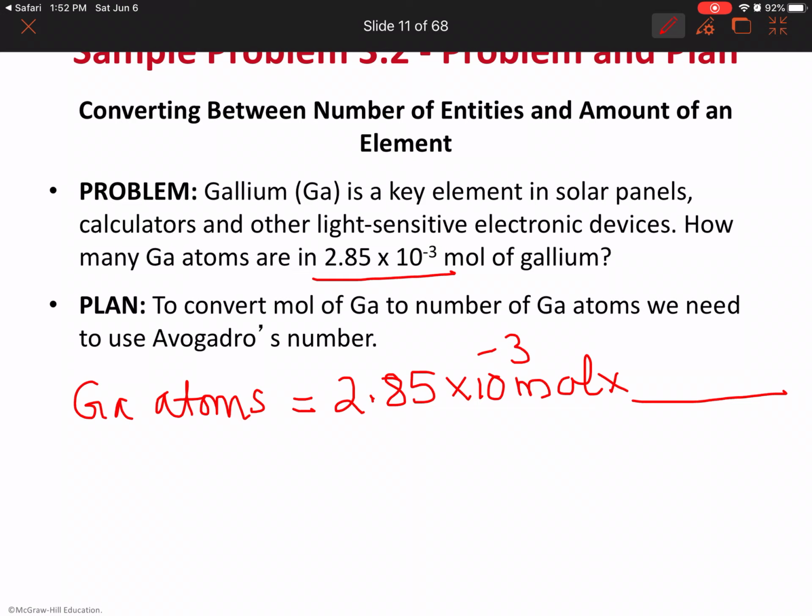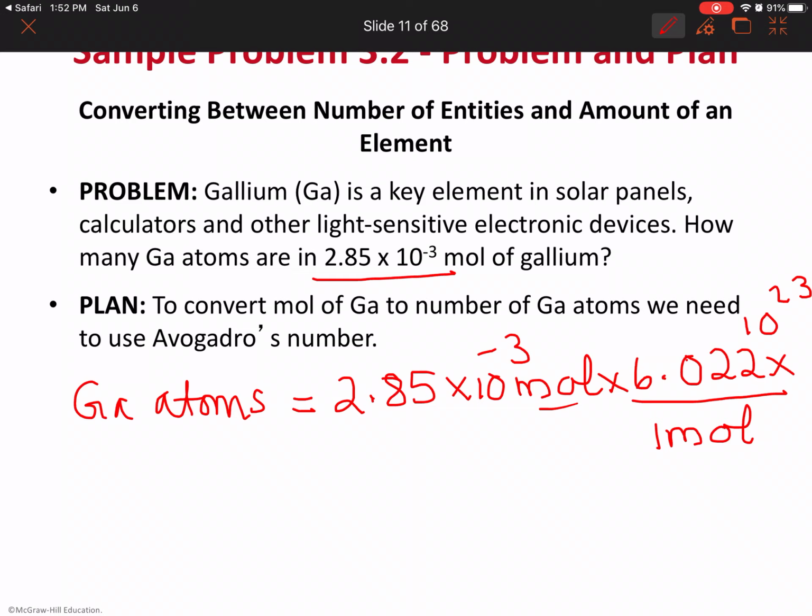How do we relate moles to atoms? If you take 1 mole, how many atoms are there? That's Avogadro's number, right? Since you have moles here, you write your mole in the denominator. So we know 1 mole has Avogadro's number, 6.022 times 10 to the 23 atoms. I ran out of space.